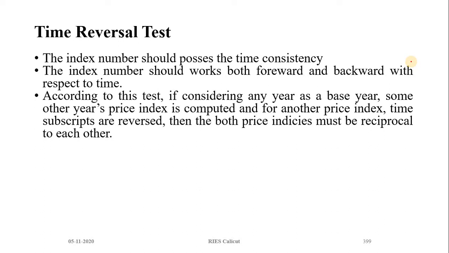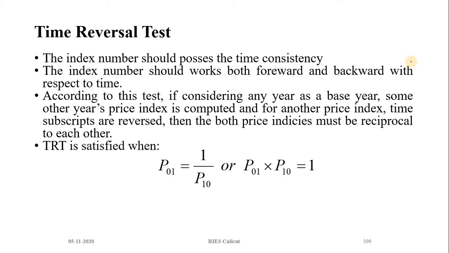If you change 1 to 0 and 0 to 1, then both price indices must be reciprocal to each other. P01 should be equal to 1 divided by P10, or you take P01, you multiply P10, you should get 1.